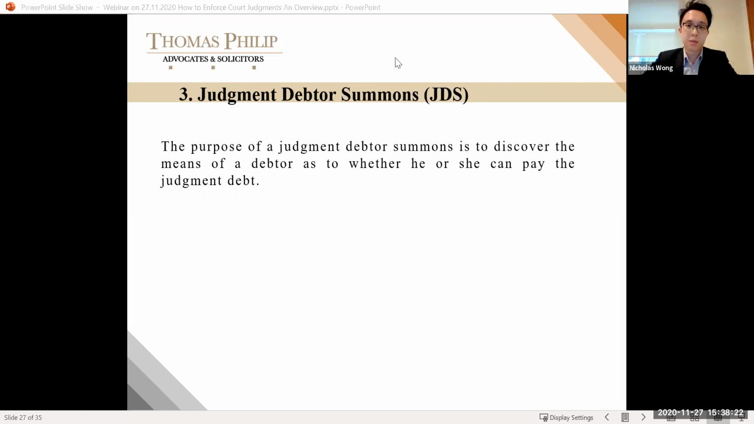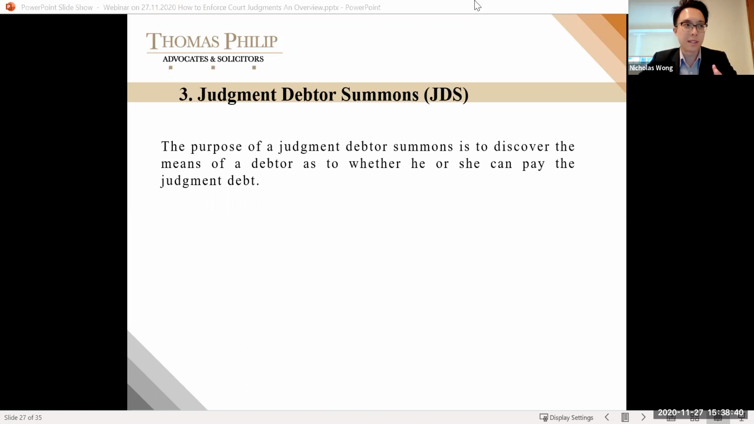Thanks, Uwe. So for a judgment debtor summons, it is pretty much what the name implies, right? You are summoning the judgment debtor to court, and you are examining them in court. In other words, you're asking them questions about their assets, their liabilities, the property they have, and so on.